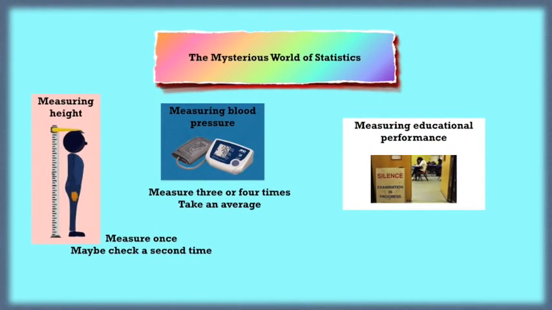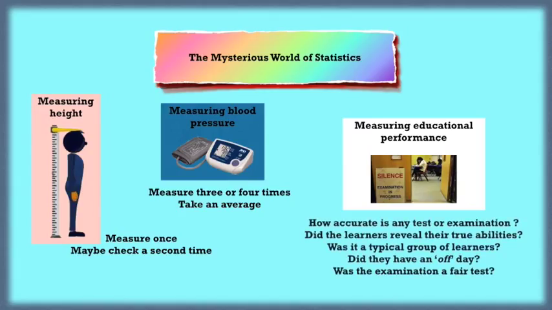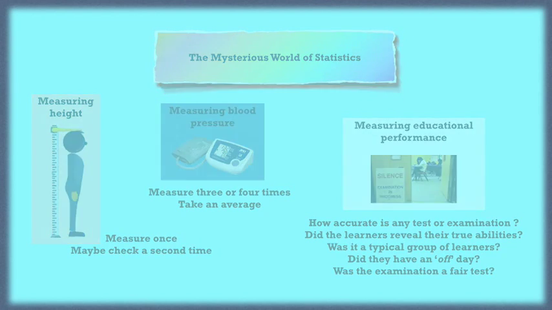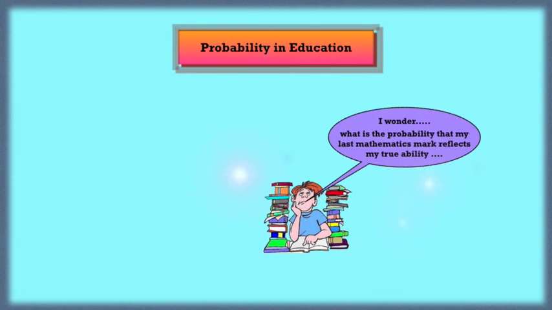Well, what about measuring educational performance? How accurate is any test or examination at revealing true abilities? Is the group of learners typical, or did they have an off day? Was the examination a fair test? It's a more difficult thing to measure educational performance. And this is where probability kicks in.